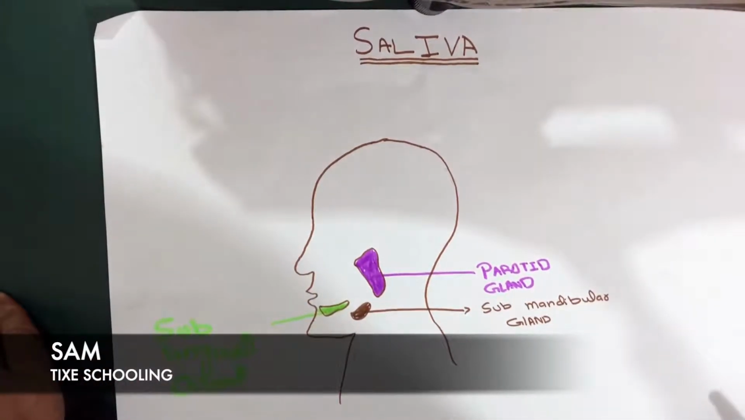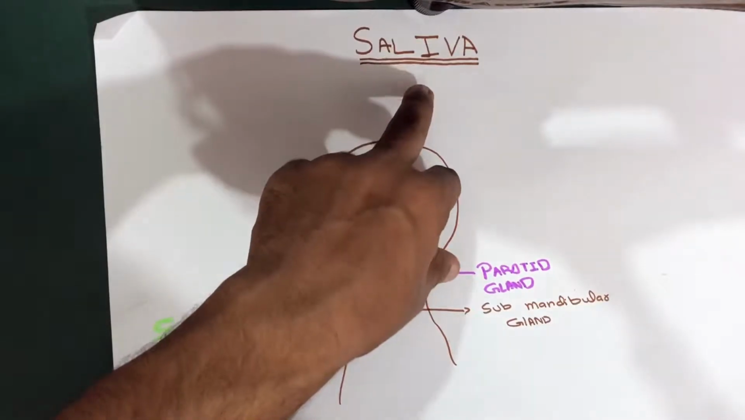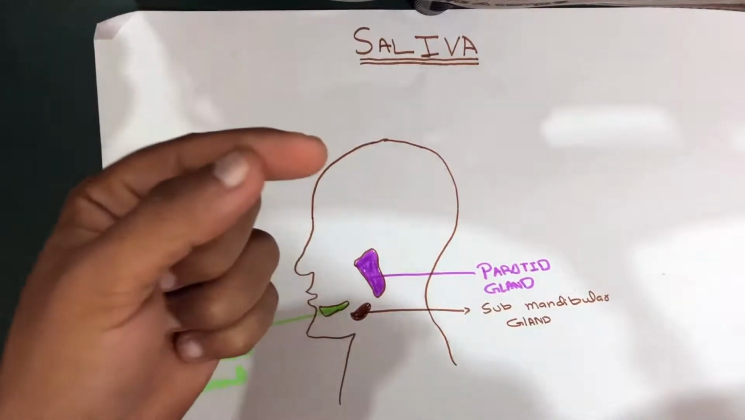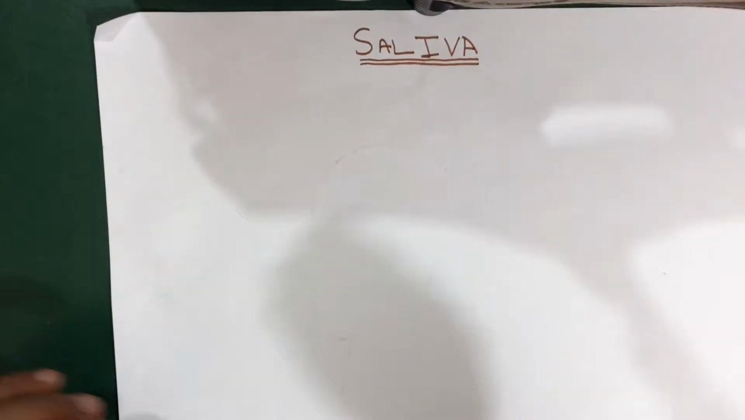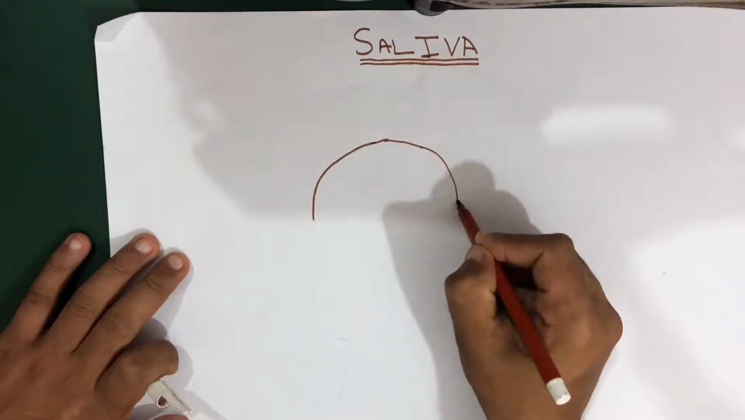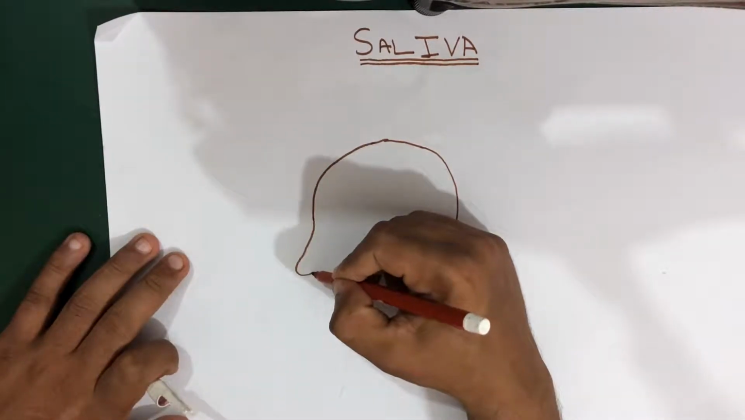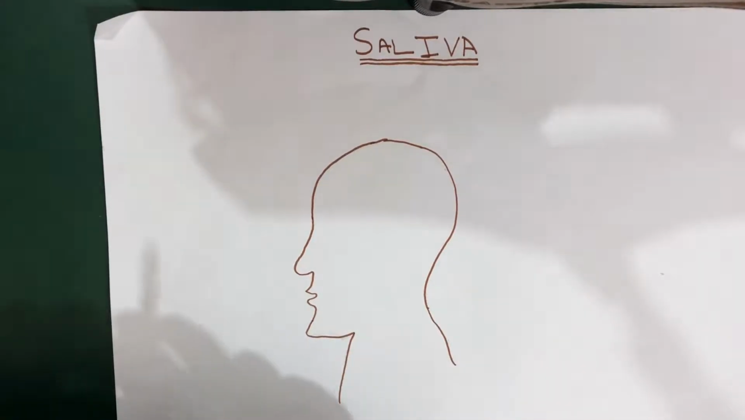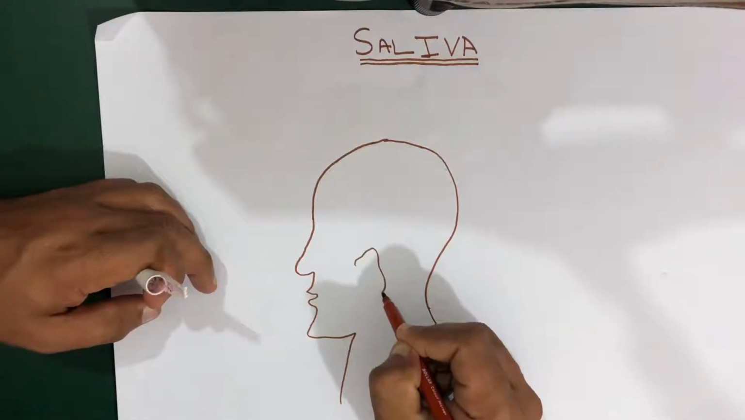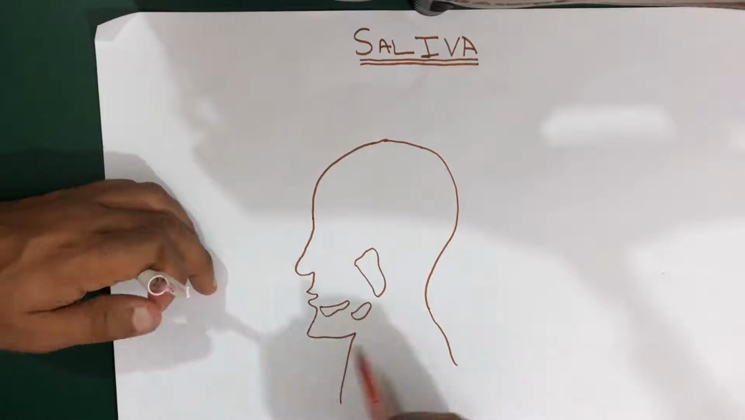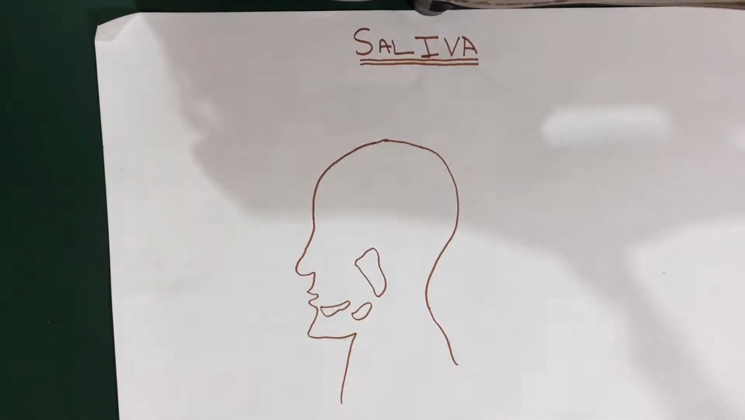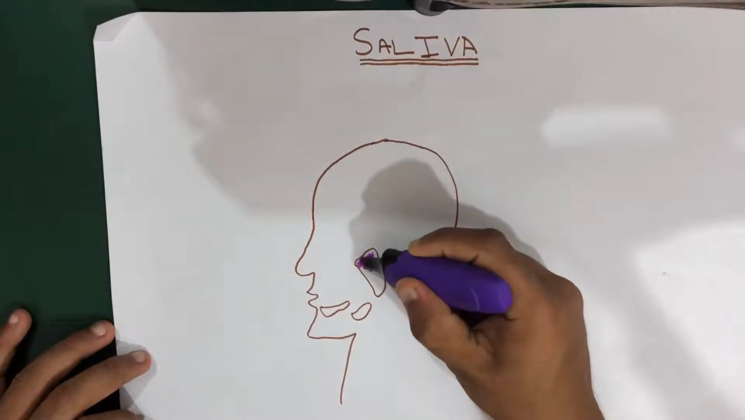In this session of the video, we're actually going to talk about the saliva, its composition and its secretion. And in the next video, we're going to talk about the control of secretion. But in this video, we're also going to discuss the function of the saliva. So let's get started.